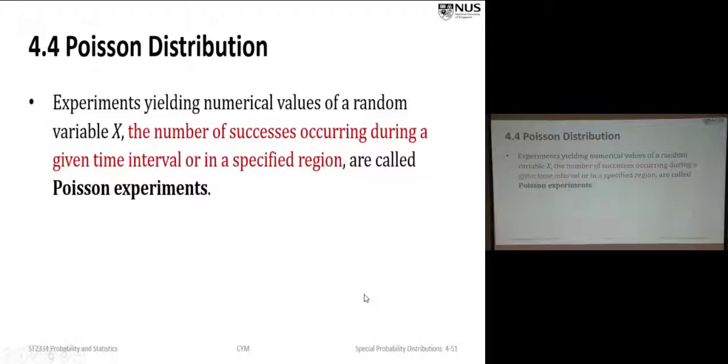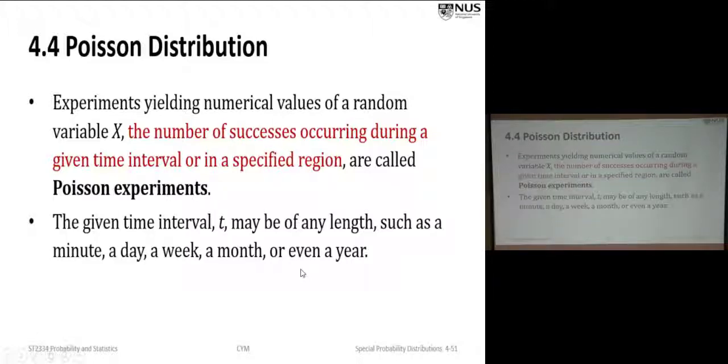All right, the Poisson distribution. Here we start with an experiment with a numerical value, or random variable, which represents the number of successes occurring during a given interval or a specified region. In fact, there's more to the description of a Poisson experiment. We can have a given time interval t, which can be any length in minutes, days, weeks, months, or even a year. So that is a given interval.